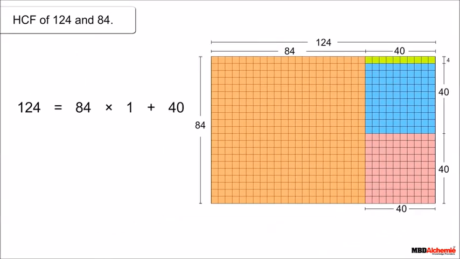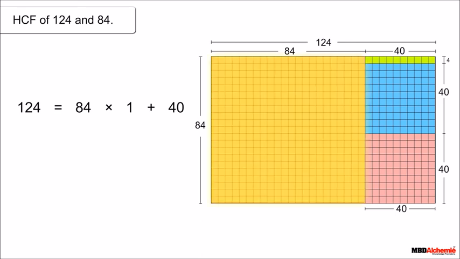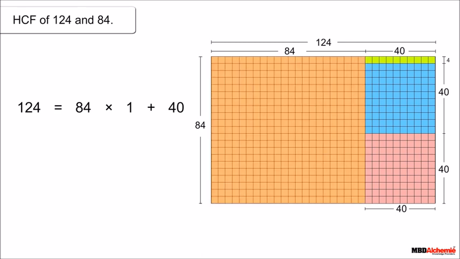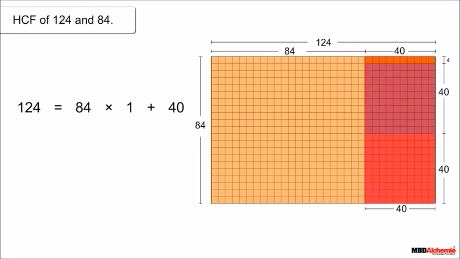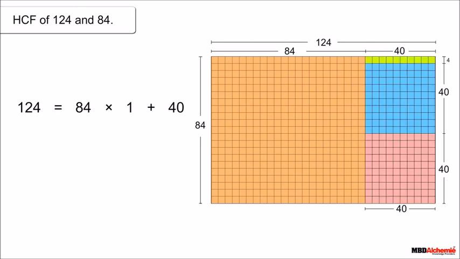Let's compare what we have done here. First, 124 is divided by 84 and the remainder is 40. In the figure we have drawn a square of 84 by 84. That means 84 is taken out of 124. And a rectangle of 84 by 40 is the remaining part or the remainder. Here the previous divisor is the new dividend and the previous remainder is the new divisor. Now 84 is divided by 40 and the remainder is 4.